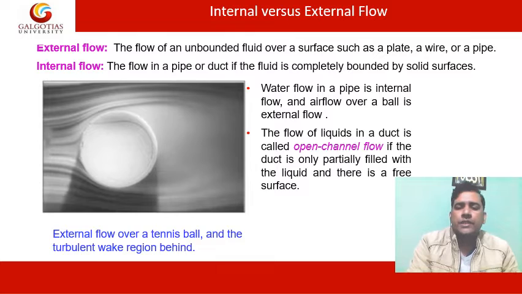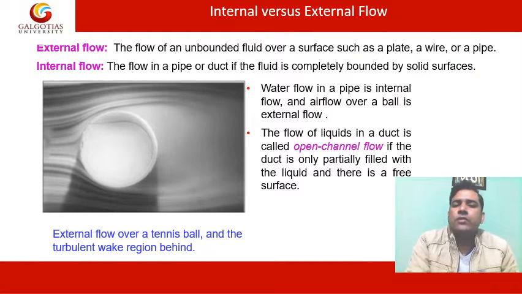This is another example, of internal versus external flow. External flow, as you can see, is the flow of an unbounded fluid over a surface such as a plate, wire or pipe. It means the fluid is flowing over a surface, not inside it. Internal flow is the flow like in a pipe or a duct, completely bounded by solid surfaces. Such fluid flow is called internal flow, and it is restricted a little by the presence of the solid boundary.